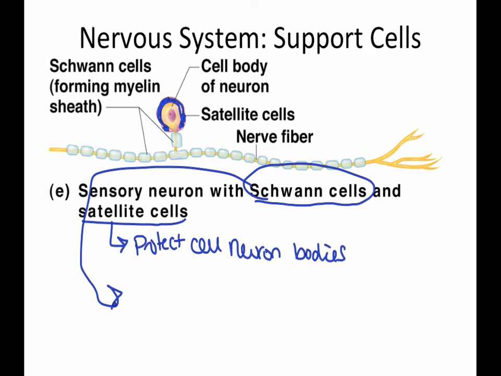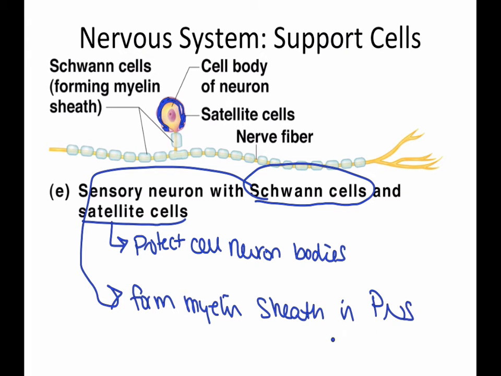Schwann cells, on the other hand, are going to form the myelin sheath in the peripheral nervous system. So the satellite cells form the protective covering for the cell body of the neuron, and then the Schwann cells are each of these little things, and they form the myelin sheath in the peripheral nervous system. So that wraps up part 3, or number 3, in your study guide, and I hope you found that helpful.